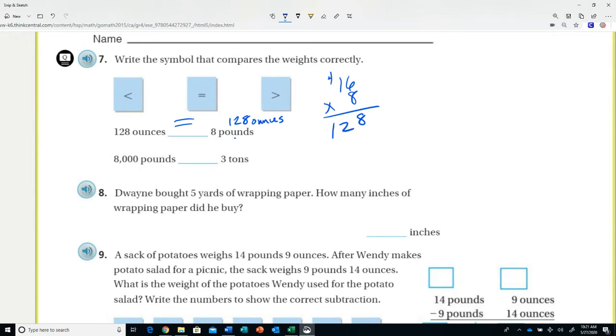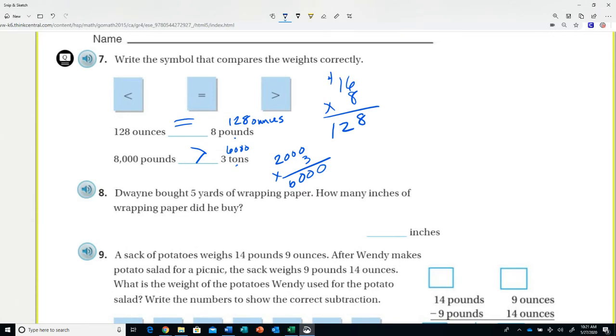Moving on to 8,000 pounds and tons. So a ton is 2,000 pounds, and I have 3 of them. So 3 tons is 6,000 pounds, so 8,000 pounds is greater than. Number 8, Dwayne bought 5 yards of wrapping paper.